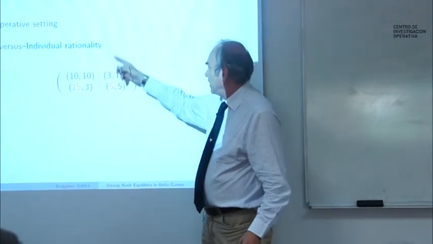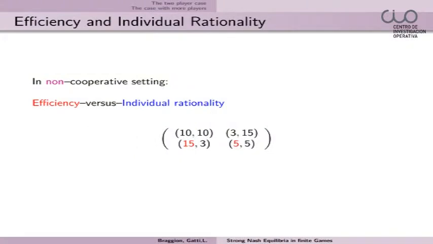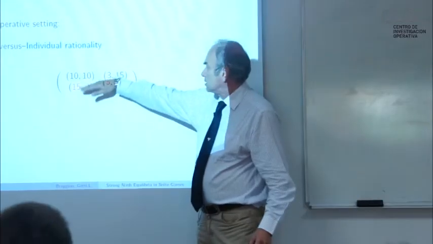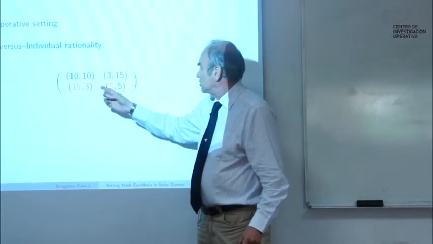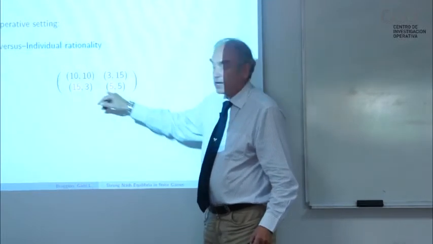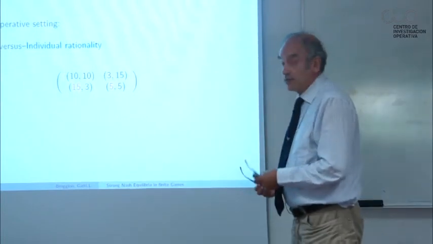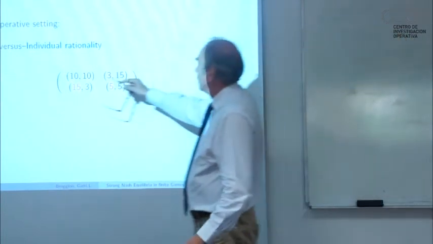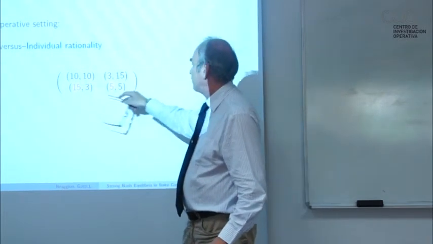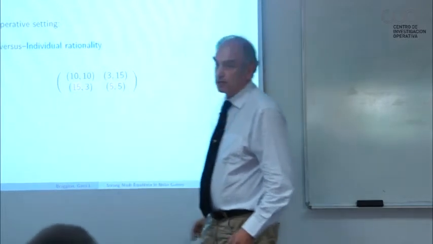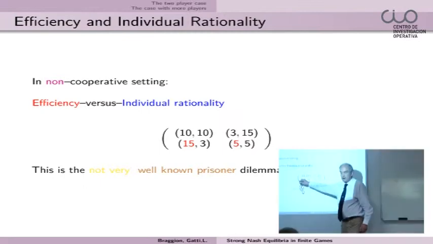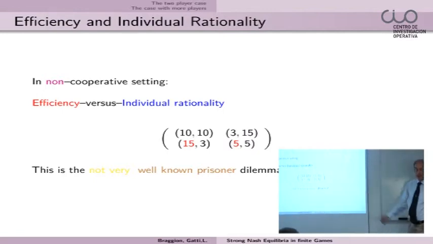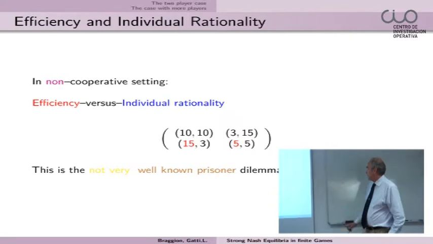So if the first player chooses the first column, for the second player it is better to choose the second row. And if he chooses the second column, he will use the second row as well, because 5 is better than 3. So the second row strongly dominates the first row, so the second player will choose the second row, and accordingly the first player will choose the second column, so the result is 5-5. Okay? But 10-10 is much better. And so this is what we call individual rationality, which brings us to 5-5, versus efficiency, which brings us to 10-10. This is the well-known prisoner's dilemma. I wrote "not very", because the numbers in the prisoner's dilemma are different, and here I am maximizing, not minimizing, years of jail, but the idea is absolutely the same.